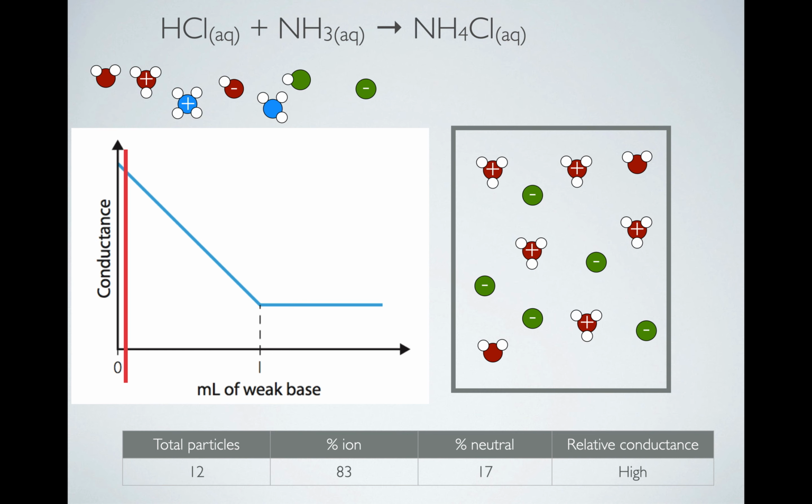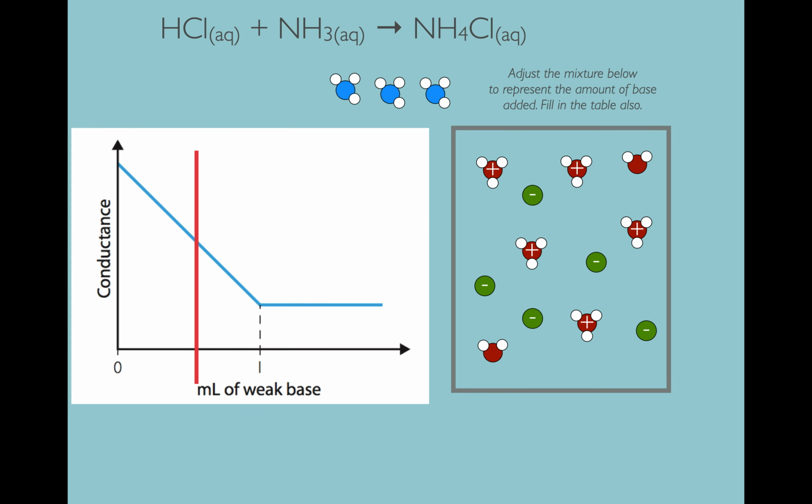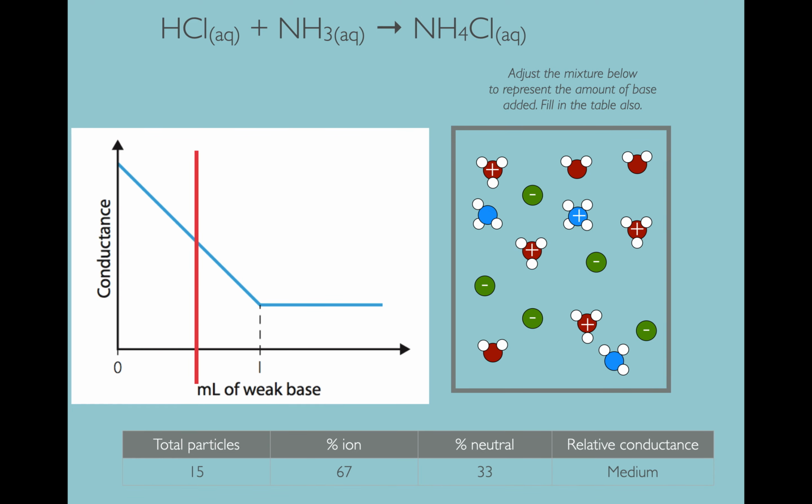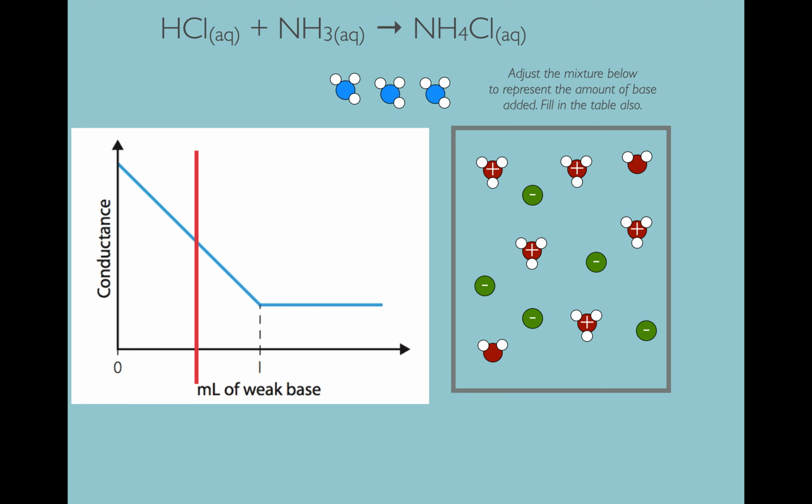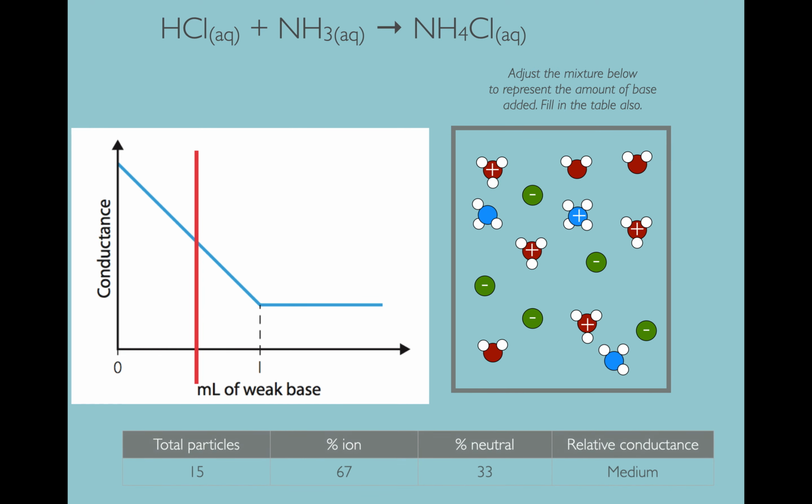And now I'm going to add some base in there. I'm going to add 3 ammonias into this model. Okay? They're a base, they're going to react with my acids there. Notice not all of them reacted. Because it's got low ionization, only one of them's really reacted there. So out of my total particles now, I've got 67% are ions. So it's a medium relative conductance.